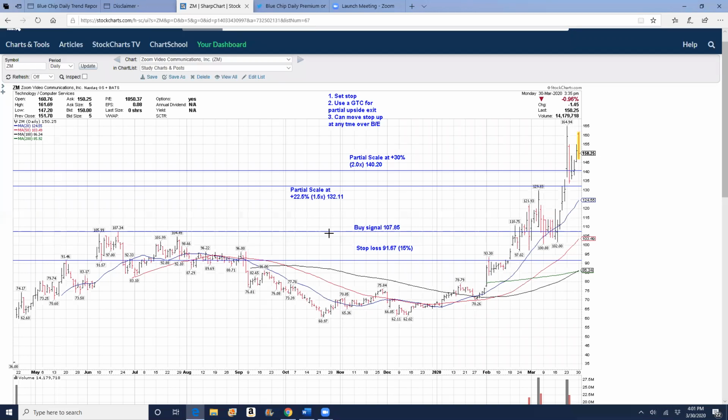So what we want to try to do, and this is what I'm going to spend just a few minutes on, is talking about how to pre-plan the trades using GTC orders to try to reduce some of the emotions and take our hands off of the trade.